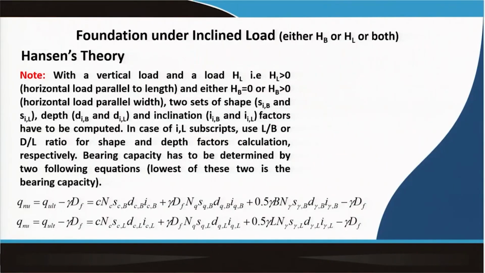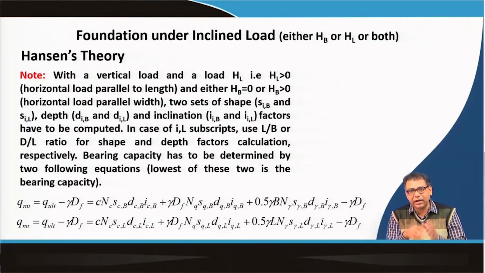So, if the foundation is under inclined load, then either HB or HL. What does it mean? HB means the horizontal component of the inclined load is parallel to B, and HL means the horizontal component of the inclined load is parallel to length. Sometimes in previous problems I have given the inclined load itself, but sometimes the vertical load and the horizontal load can be given separately. That means the footing is under vertical load as well as horizontal load.